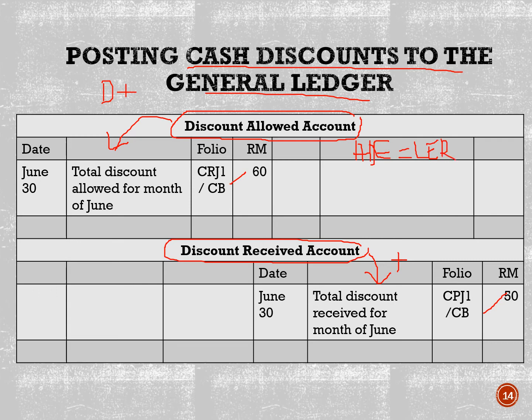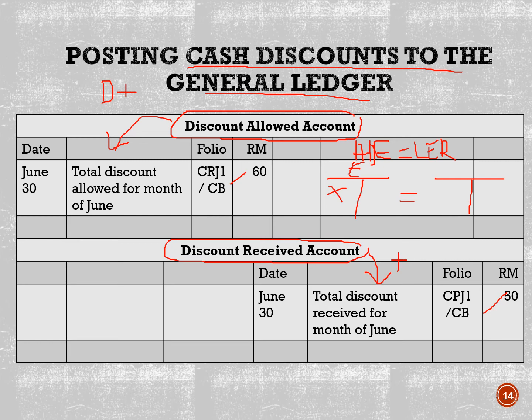So, bila ada discount allowed, maksud dia under mana? Discount allowed. Mestilah kita bagi discount dekat orang. So, it is a part of kita punya expenses. Bila a part of kita punya expenses, dia akan bertambah belah debit. Kita akan catat dia belah debit.